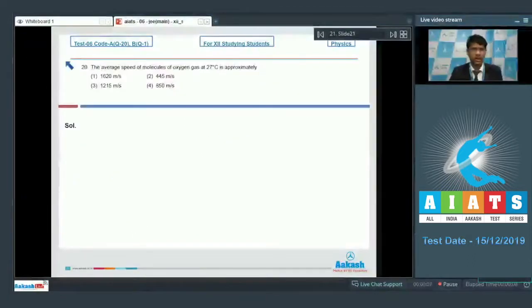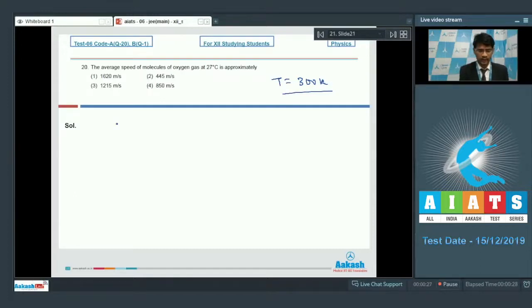Here in question number 20, the average speed of molecules of oxygen gas at 27 degrees Celsius is approximately. Just see the options and find out which one is the correct one. Well, we should start by first taking the temperature in Kelvin scale. It must be T is equal to 300 Kelvin. And from the kinetic theory of gases, what we know is that V average is to be written down as square root of 8 RT divided by pi M naught. M naught is the molar mass of the oxygen molecule here, that is to be taken as 32 gram per mole.